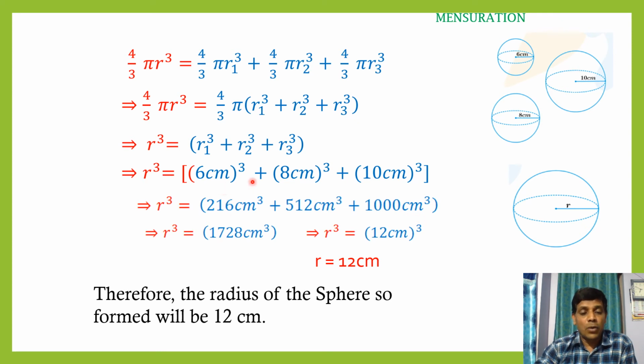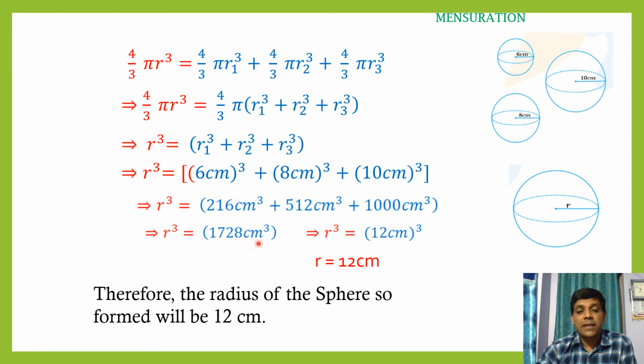So 6 centimeter whole cube means 6 into 6 into 6, 216. 8 centimeter whole cube means 8 into 8 into 8, 512 centimeter cube. 10 centimeter cube means 10 into 10 into 10, 1000 centimeter cube. Okay. Next step, R³ equals 216 plus 512 plus 1000 equals 1728.